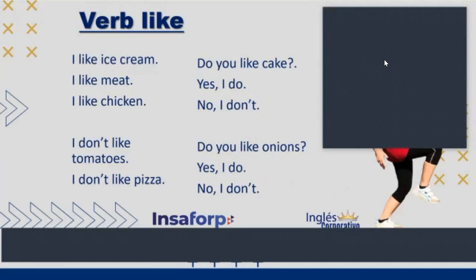And the next one, do you like onions? Emilio Jimenez, do you like onions? Yes, I do. Jaime Reyes, do you like onions? No, I don't. Jonathan, do you like onions? Yes, I do. Alejandro Contreras, do you like onions? Yes, I do. Okay, excellent. Then let's see the next thing here.